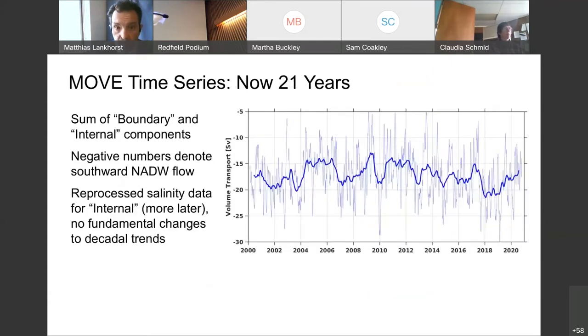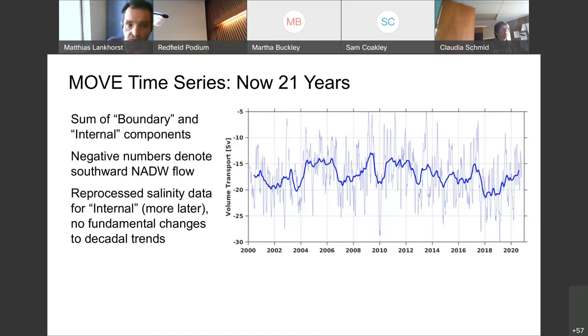This then is our 21-year record. It's the sum of the boundary and the internal. I'm not including the external part for now. It's the volume transport of the NADW starting in early 2000. We presently have data through late 2020. The moorings are still in the water, and we're hoping to add to this time series later this year when we recover them again. Negative numbers denote the southward flow, so more negative means stronger flow.